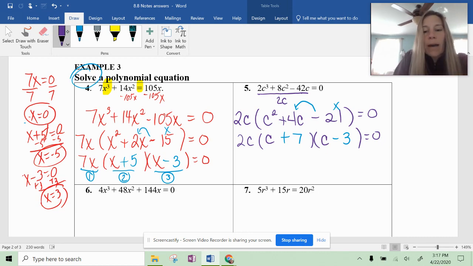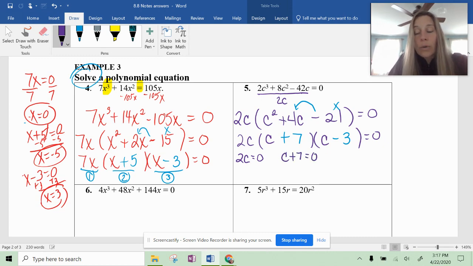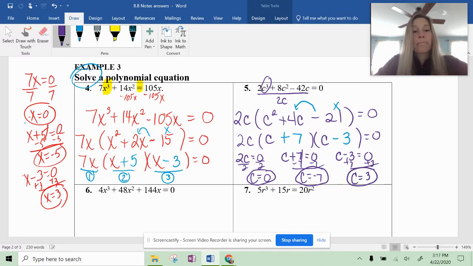So now I have 3 factors here. I have 2c, which I'm going to set equal to 0. I have c plus 7, which I need to equal to 0, and c minus 3, which I need to equal to 0. And then I would solve all 3 of them and get my 3 solutions. So divide by 2. 0 divided by anything is still 0. That's one solution. Then subtract 7. So c would equal negative 7. And then the third one, I'm going to add 3. And c is going to equal 3.